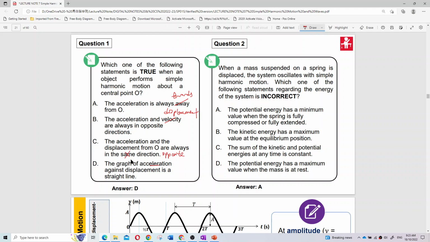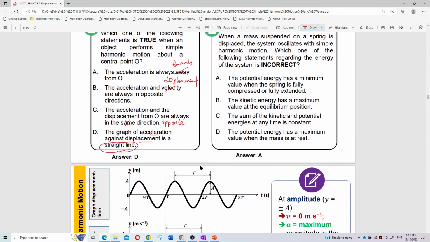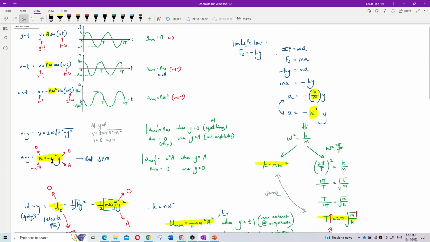The graph of acceleration versus displacement is a straight line. This is something I haven't thought about, but think for yourself. Acceleration and displacement is a straight line. Are you sure? Now if you think back, yes, it seems right. Acceleration and displacement is a straight line. You see, it's a y equals mx graph.